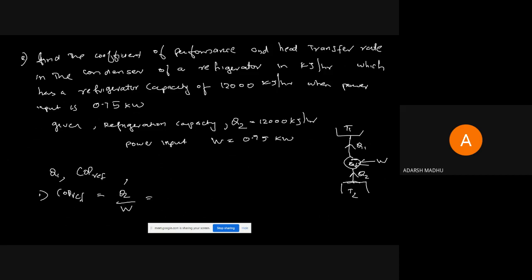Q2 is given in kilojoule per hour, 12,000 kilojoule per hour, divided by work done. Work done is given in kilowatt. So you want to first convert the value into kilojoule per hour. Then we will get the value, right? So you want to convert the value of kilowatt into kilojoule per hour.